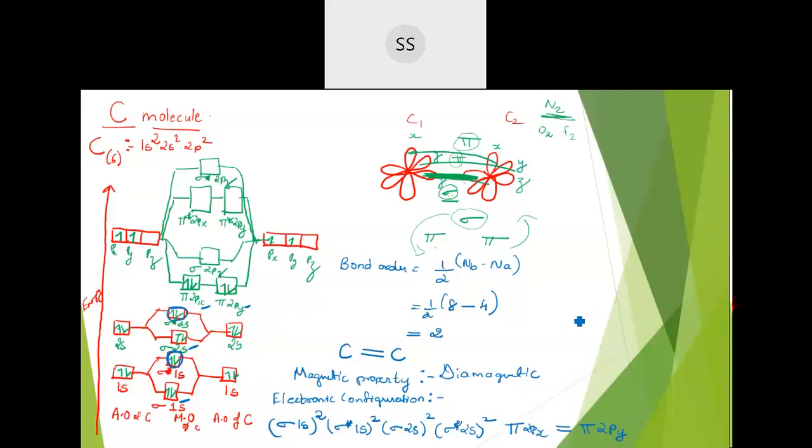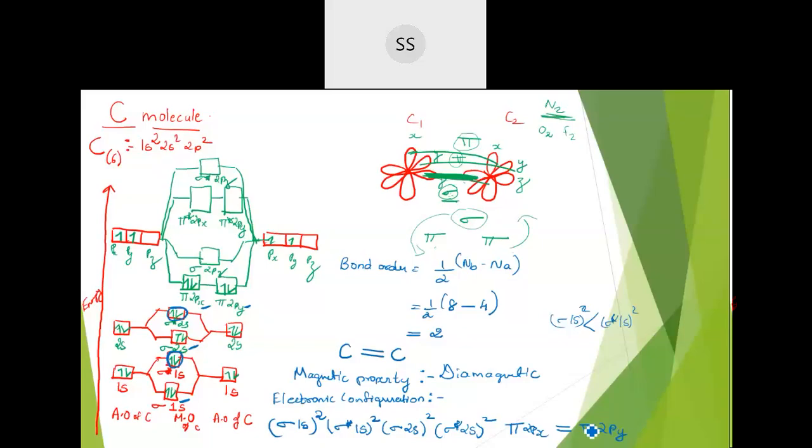Otherwise, usually what we used to do is write sigma 1s2 and so on in increasing order. This is the way we used to represent it. Nowadays, in your NCERT book, they are just representing it like that. But it's supposed to be in increasing order. Since pi 2px and pi 2py share the same energy level, you should put an equal to sign. Just writing them in that fashion won't be the correct order.